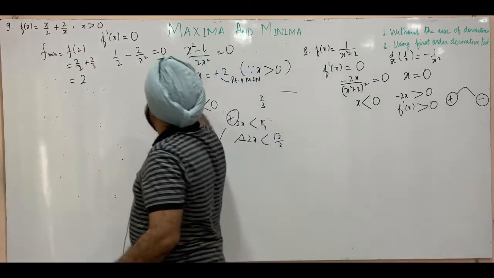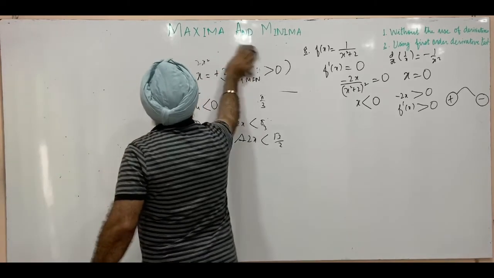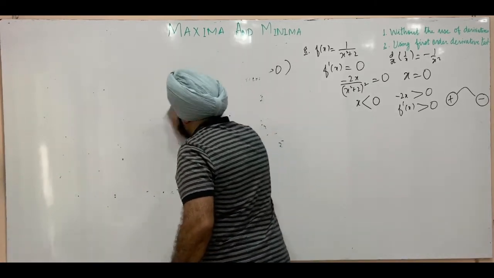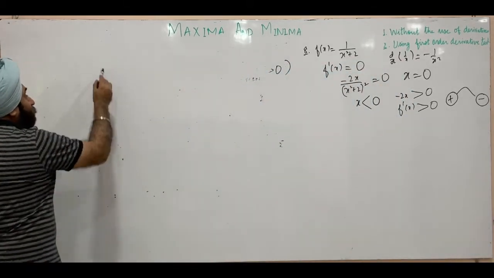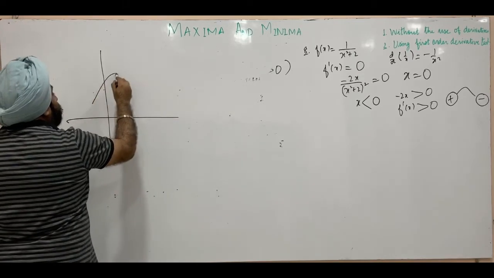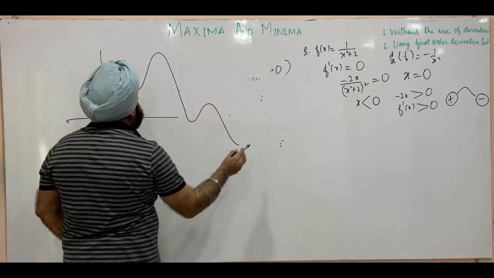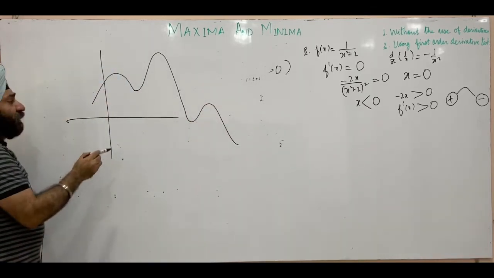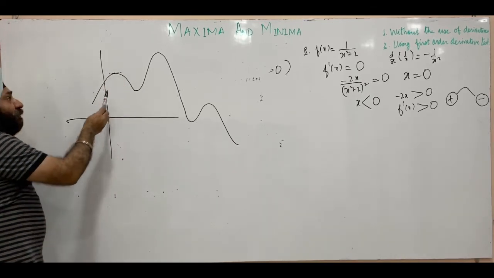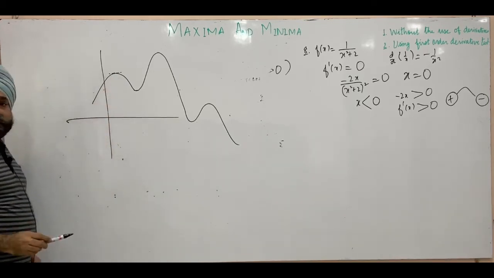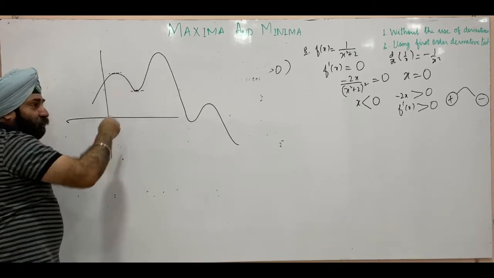Let us discuss difference between local maximum minimum and absolute maxima and minima. So let's say we have graph of function. This is a point of local maxima. In immediate neighborhood there is no point higher than this. Similarly, this is a point of local minima. There is no point lower than this.